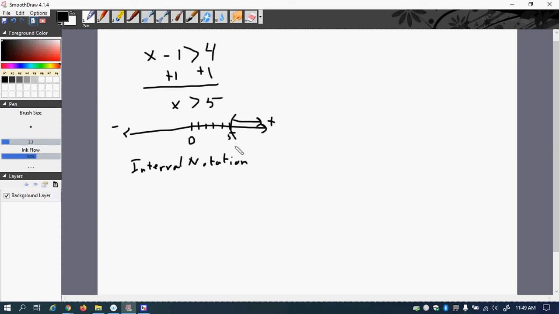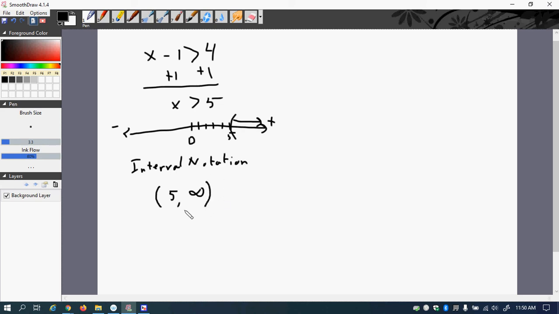You see this parentheses, we're going to use that. So we're going to put that here. Okay, and we see that we're at 5, so we have 5. And we see that it goes on forever, it never stops, so we have to put in the infinity sign, so infinity, right? And then infinity is always a parentheses because it's not a number.